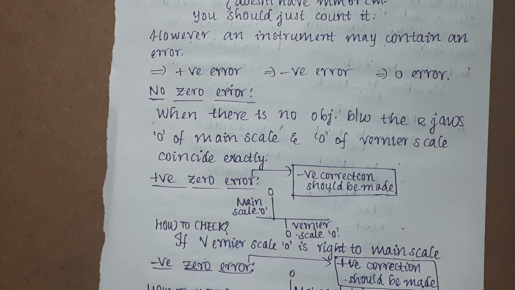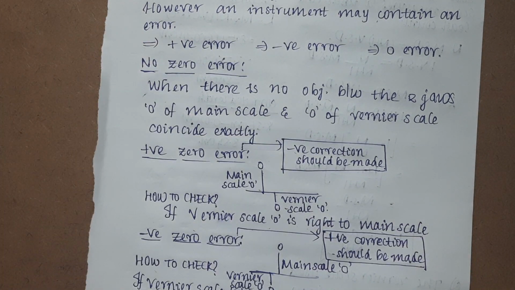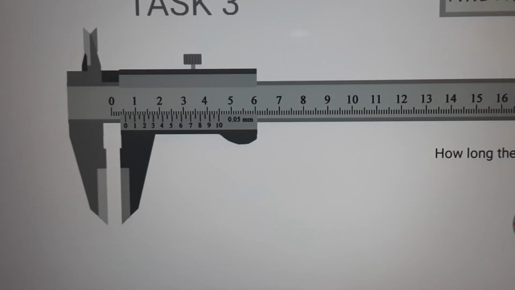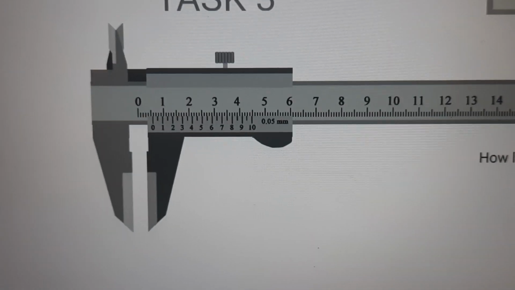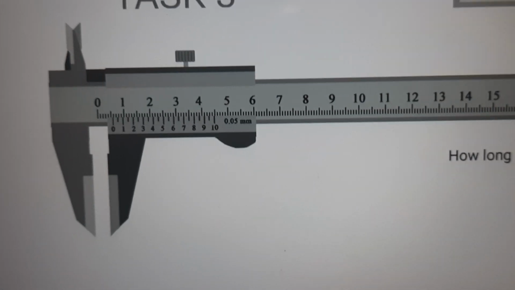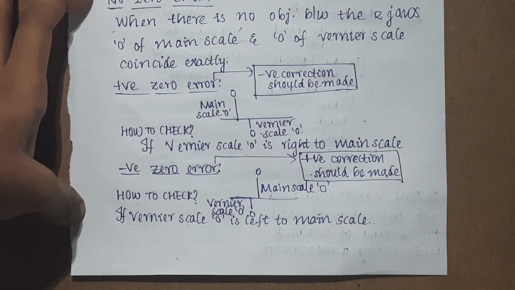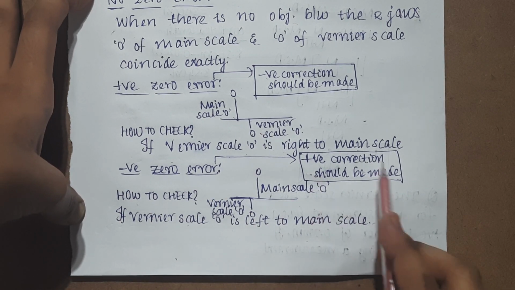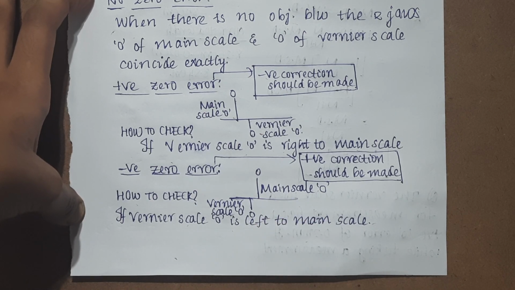And for positive zero error, if the Vernier scale 0 is right to the main scale 0, then you have the positive zero error. See, in this case, Vernier scale 0 is right to the main scale 0. So here we have a positive zero error. And for positive zero error, negative correction should be made. For negative zero error, if Vernier scale 0 is left to the main scale 0, then it is said to be negative zero error, and for it positive correction should be made.